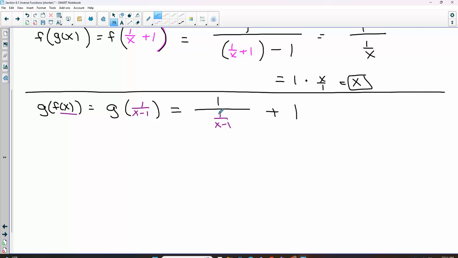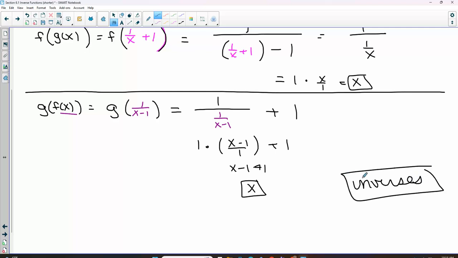All right, so to divide fractions, so I get x minus 1 plus 1, which is x. So since both of them are x, I can say that these are in fact inverses.